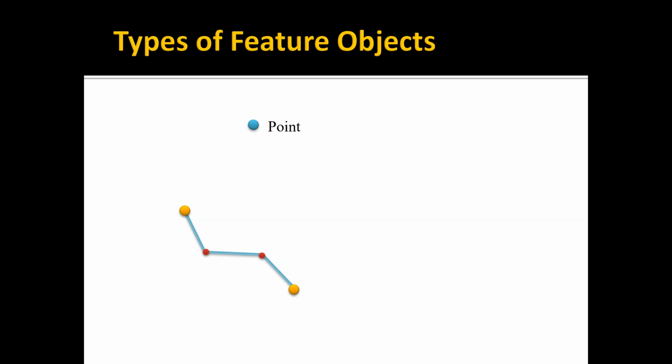We also have what are called arcs, and arcs consist of nodes and vertices. The endpoints of the arcs are called nodes, and the midpoints of the arcs are called vertices.